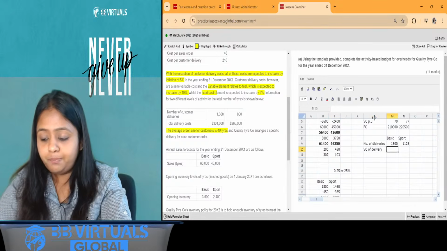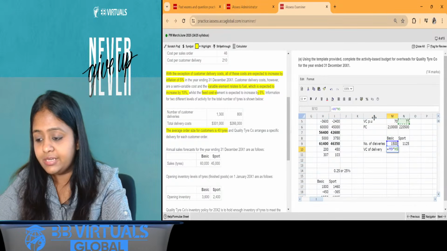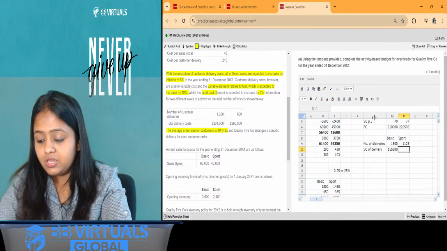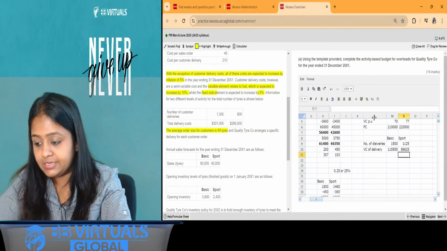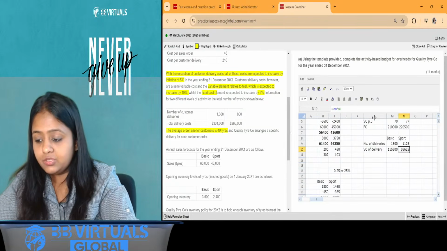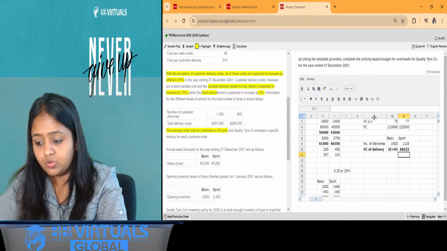So what will you do? You will multiply this with the variable cost that you have just calculated, 77. Here also you will multiply this with the variable cost that you have calculated here, 77. So this is one cost that you will take, and at the end we will add the total cost.